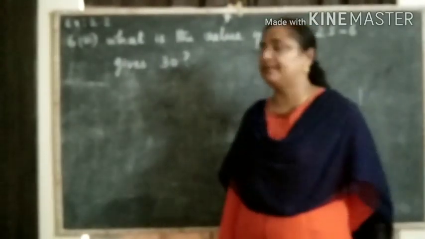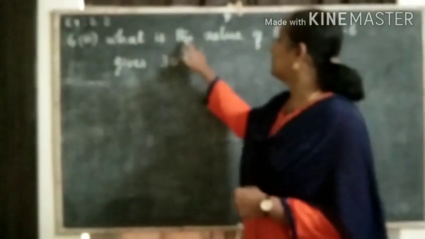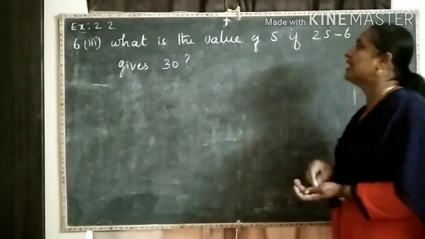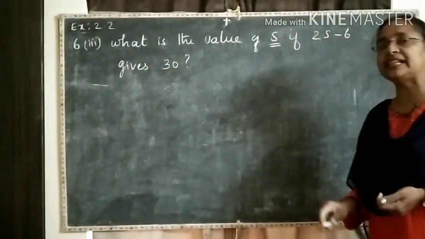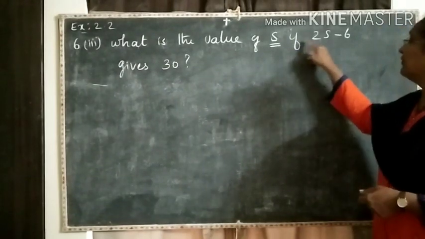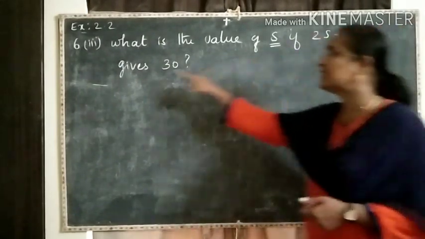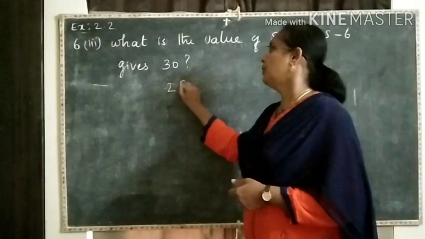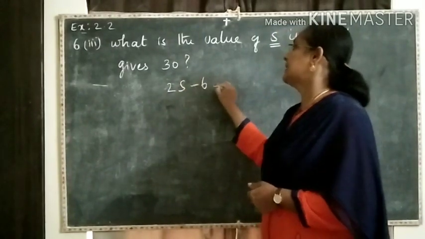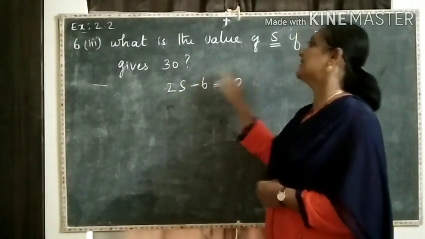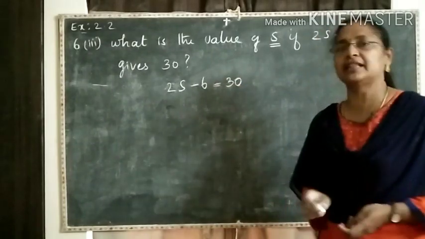Okay, we'll continue with the third subdivision of the sixth sum. What is the value of s if 2s minus 6 gives 30? So we are supposed to find the value of s. If 2s minus 6 gives 30, what does it mean? 2s minus 6 is equal to 30. Gives 30 means it is equal to 30.